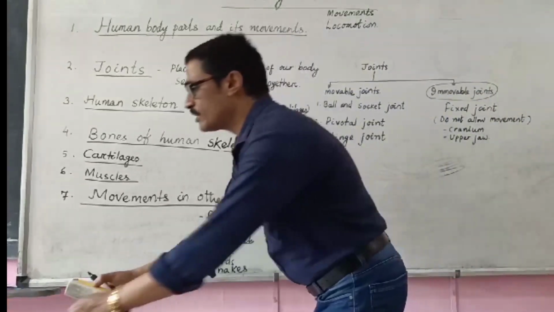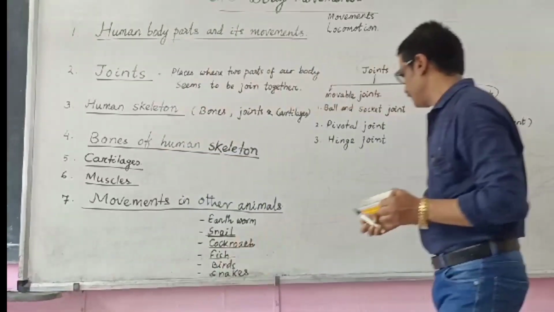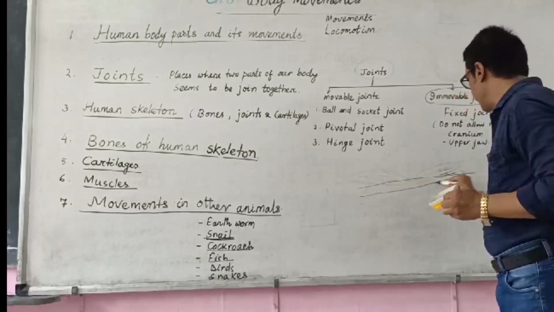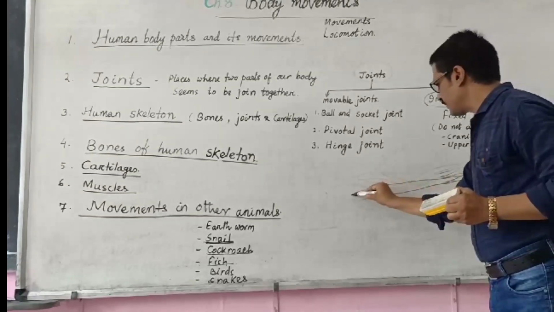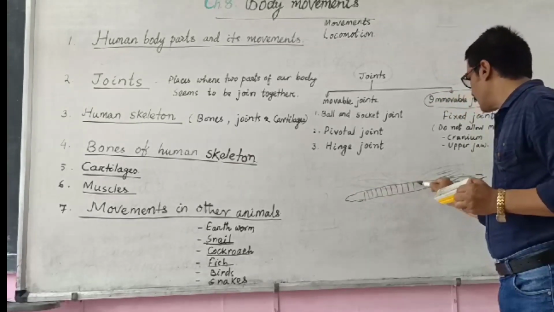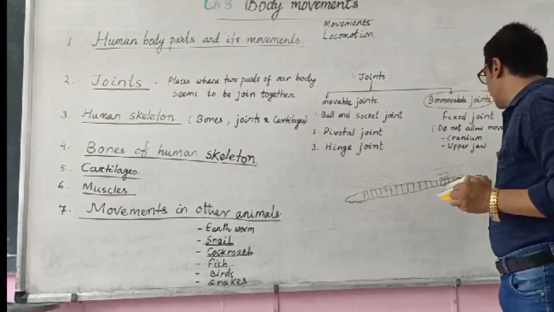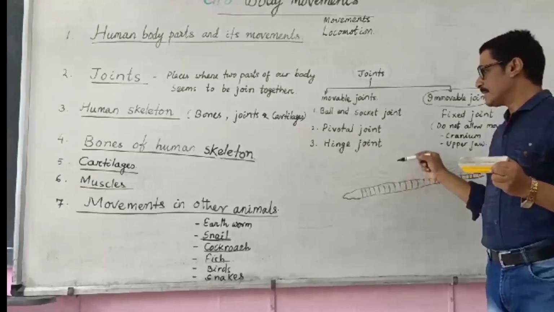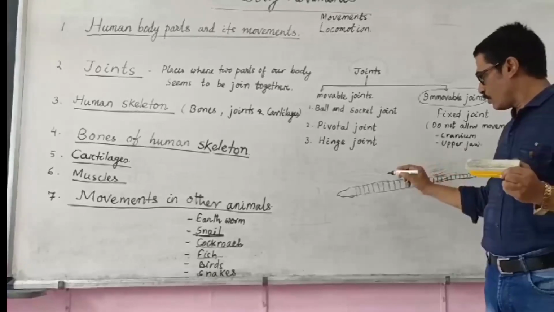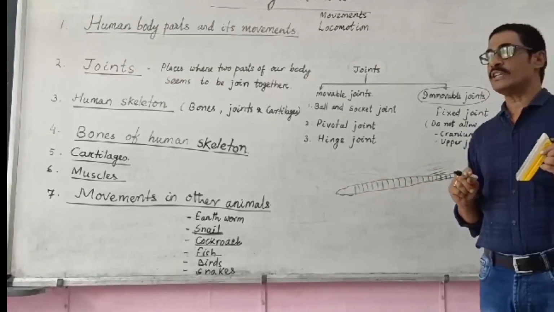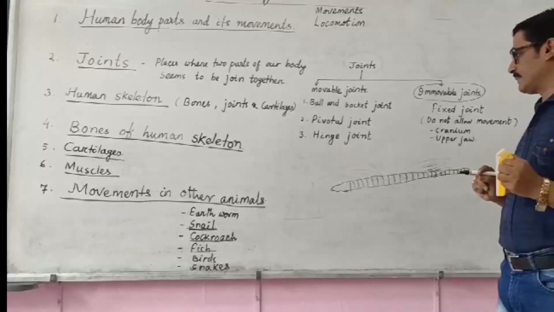You know, an earthworm consists of a segmented body. It has no bones, no skeleton, and it has only muscles. Muscles only contract and relax.